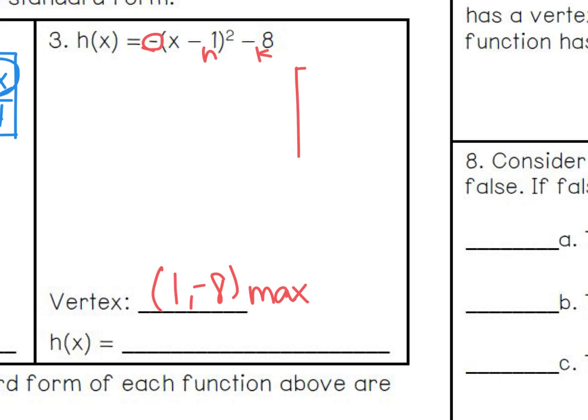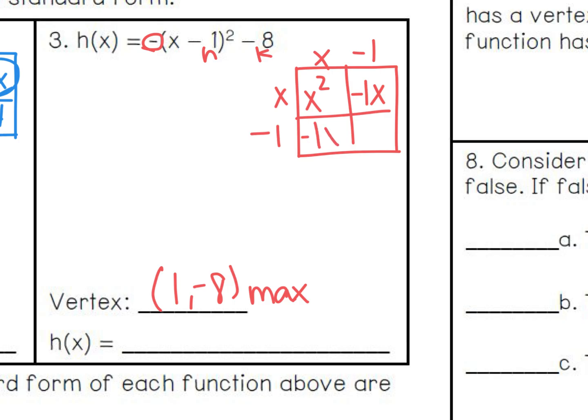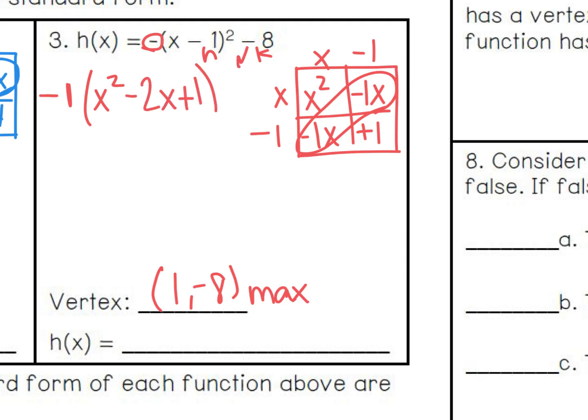So if you do your box, x minus 1, x minus 1, x squared, minus 1x, minus 1x, plus 1. Be careful with those signs. And then we have our negative, -1. Put a 1 there. x squared, a -1x, and a -1x is a -2x, plus 1. Don't forget to bring down this -8.